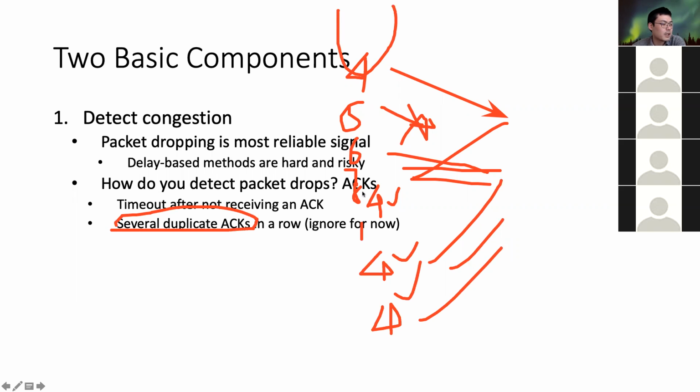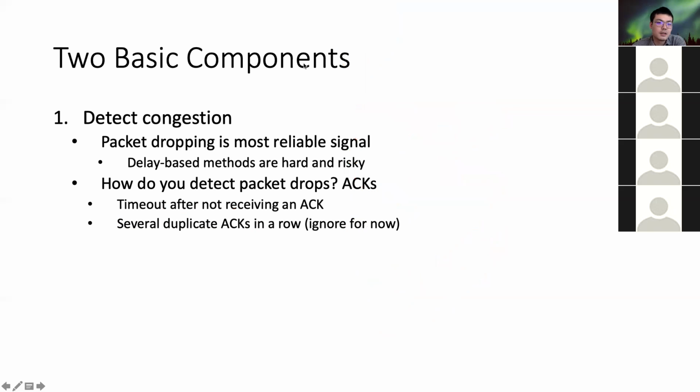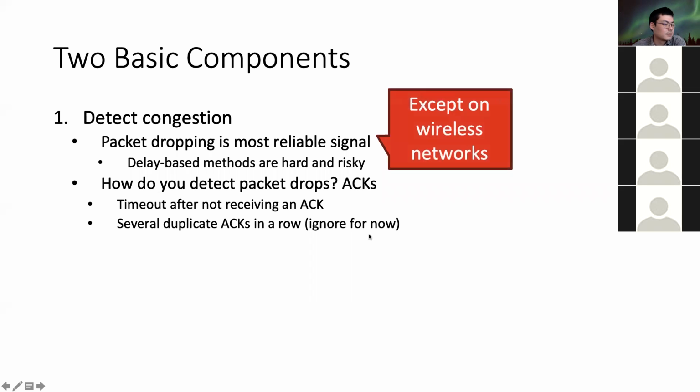If you see duplicate ACKs multiple times, then it's a signal that congestion is happening. So this is another signal of congestion, because you lost a packet. If you don't lose a packet, you will not see the same ACK, it will move forward. So that's a variant that we'll also consider.